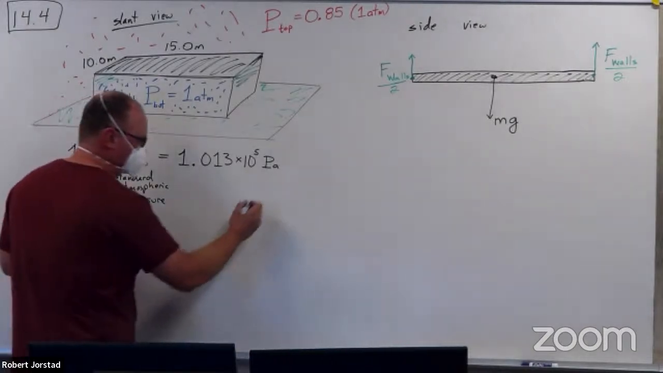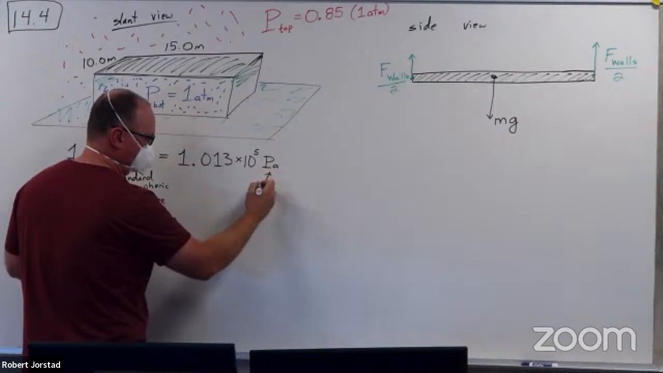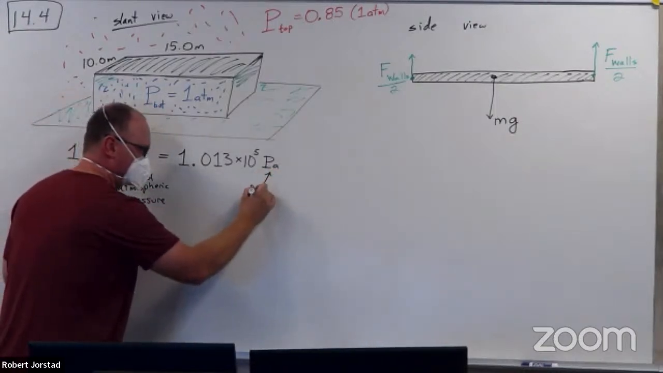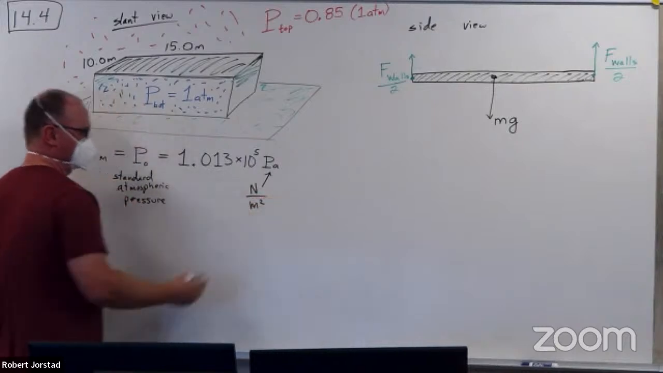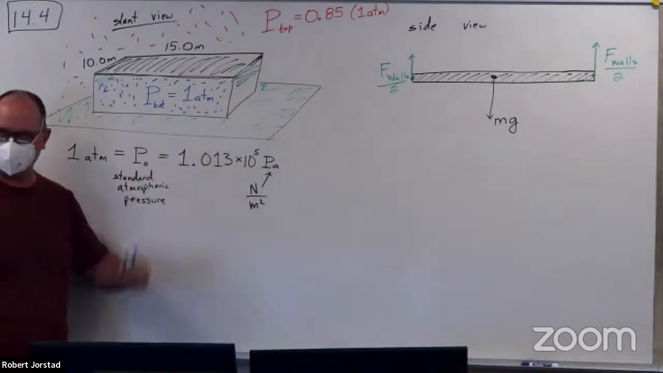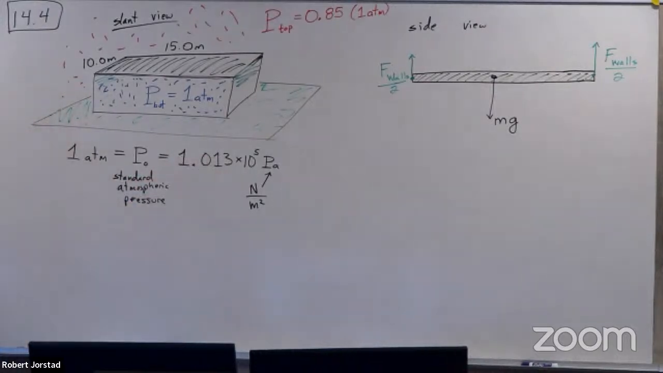And if you recall, a pascal, what were the units equivalent to? A pascal was a Newton per meter squared. That's going to be handy. We're not going to want to use ATMs for physics problems. We're going to want to use this new unit, pascal. Now I want you to think about this.